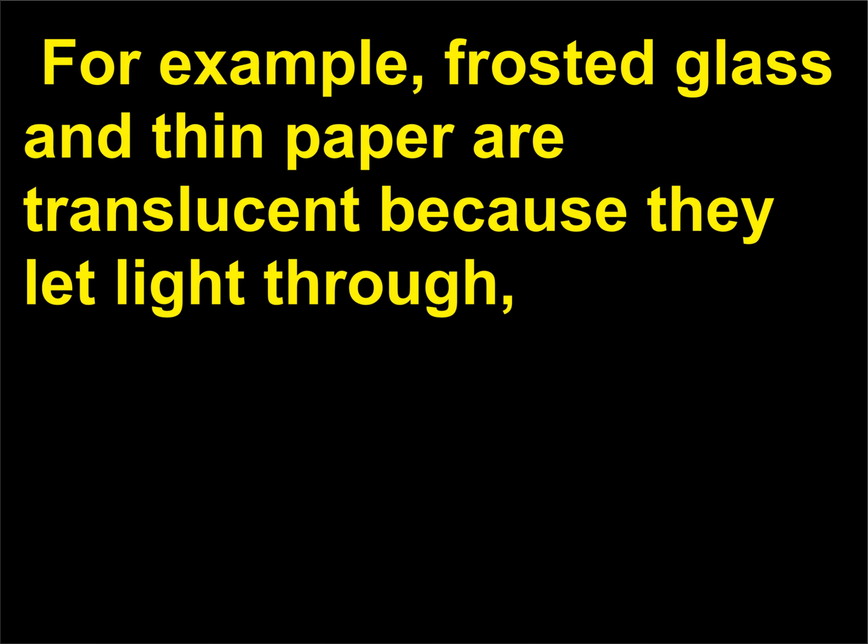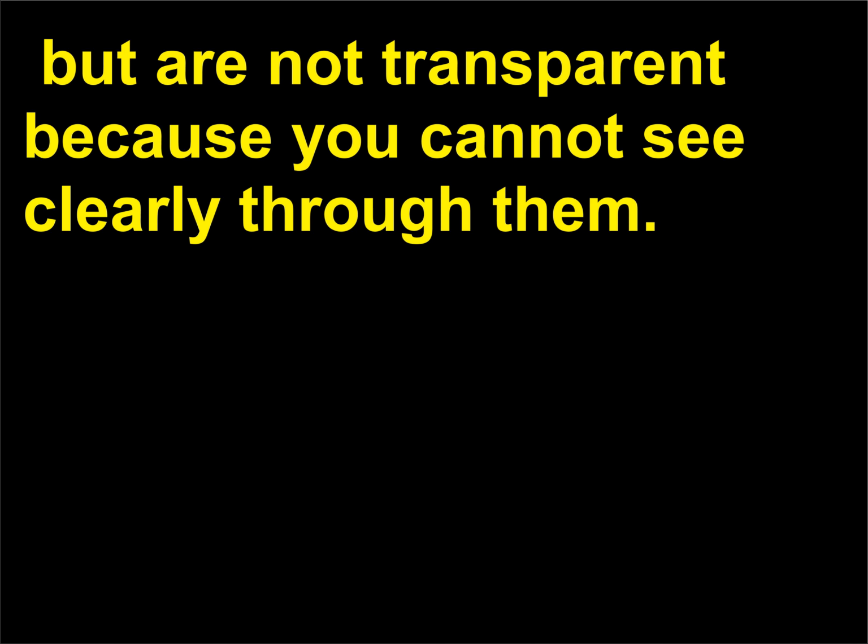For example, frosted glass and thin paper are translucent because they let light through, but are not transparent because you cannot see clearly through them.